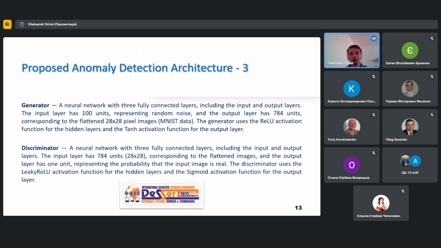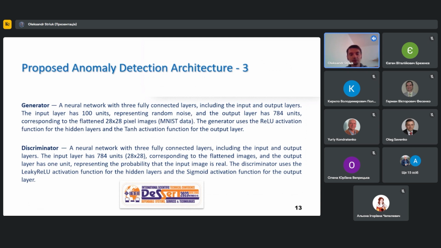Generator, a neural network with 3 fully connected layers, including the input and output layers. The input layer has 100 units representing random noise, and the output layer has 784 units corresponding to the flattened 28 by 28 pixel images, all from the MNIST data.